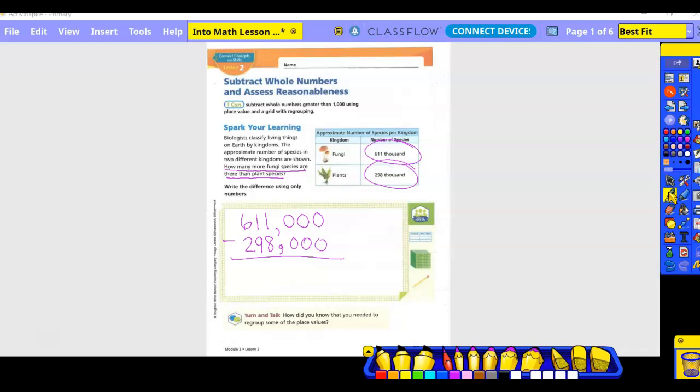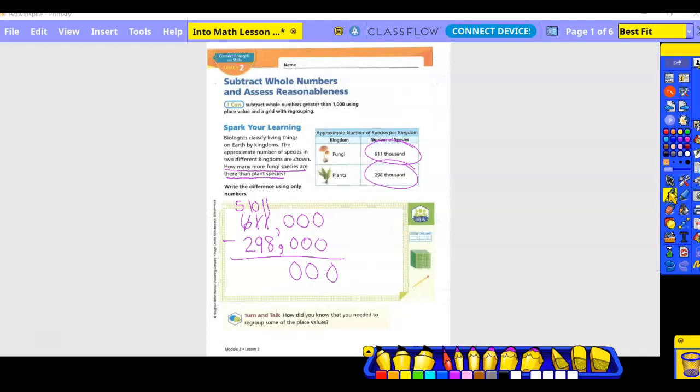So 0 minus 0 is 0. 0 minus 0 is 0. 0 minus 0 is 0. Can I take 8 from 1? No. So this becomes then 11, right? And I need to go next door, and I took 10 more. So what does that 1 become? A 0. But can I take 9 from 0? No. So this becomes a 10, and I went next door and took 10 more, so this becomes a 5.